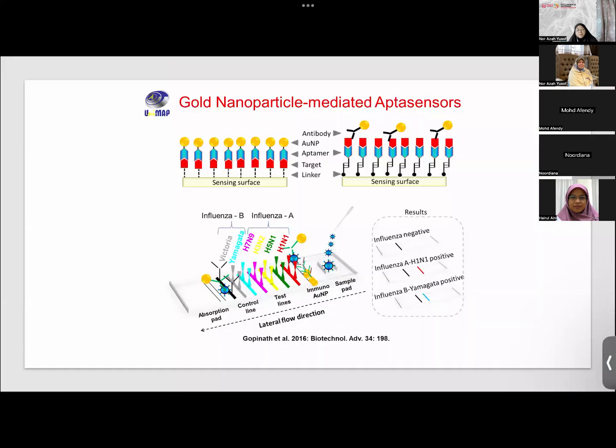I mentioned multiplexing. Multiplexing means that you can detect more than one target at one time. So you can see here, like influenza, we have many types of influenza. So we can have multiple, different types of bioreceptors on top of the same lateral flow or the same strip.